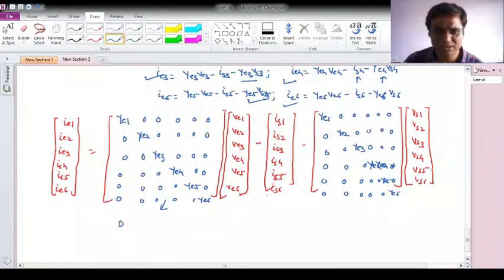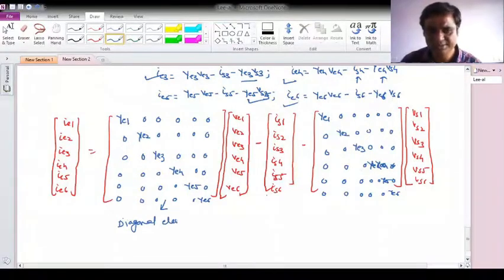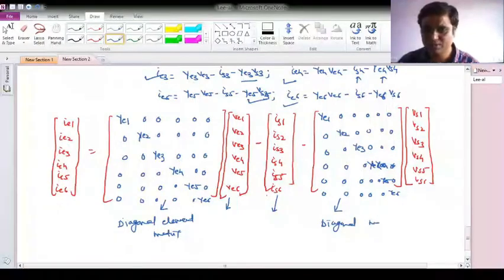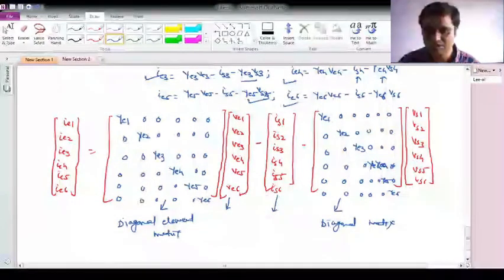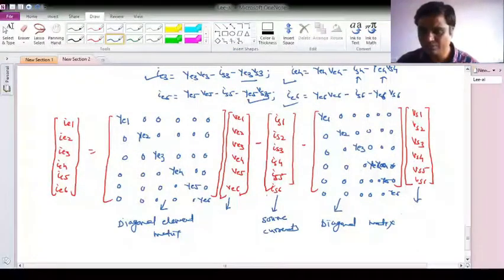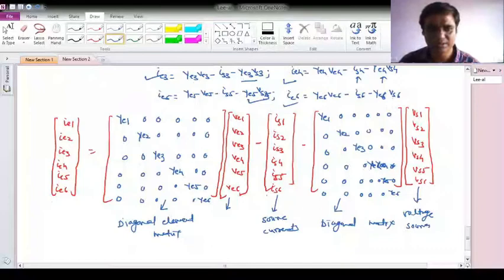You can see that this will be your diagonal matrix, in which all the branch-wise impedances are the diagonal elements. So this is my diagonal element matrix. This is my column vector of all the source currents present, and this is again a diagonal matrix. So this is the vector for source currents. This vector is for voltage source voltages, and these are the element voltages, or branch voltages, or edge voltages.